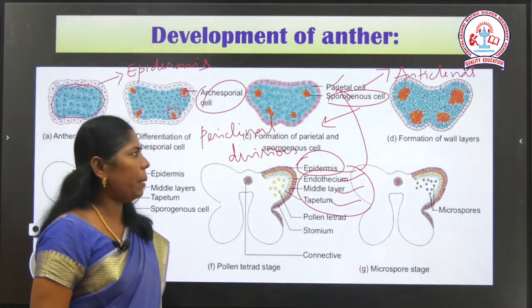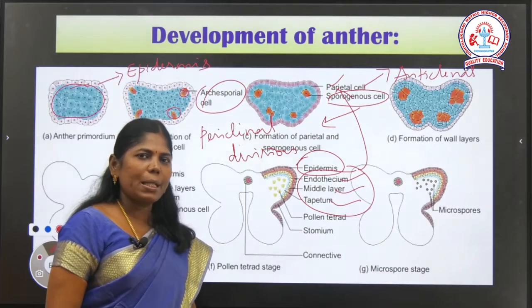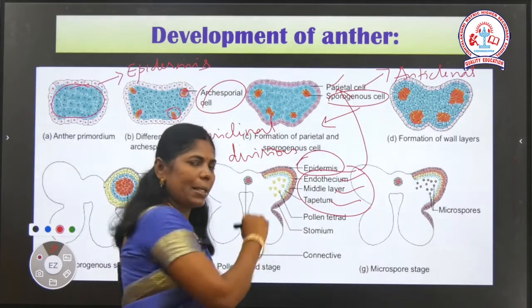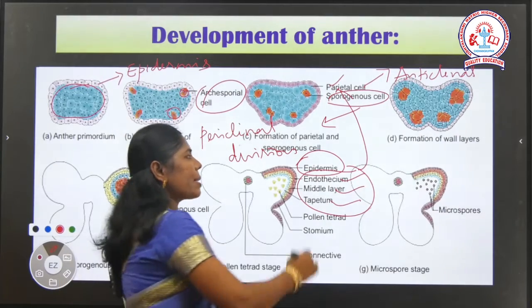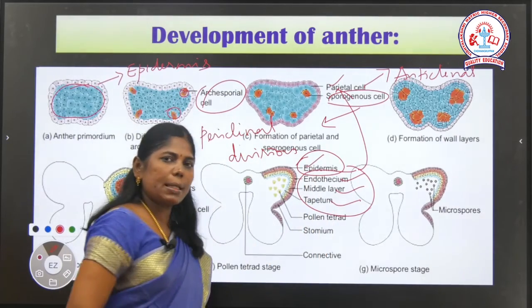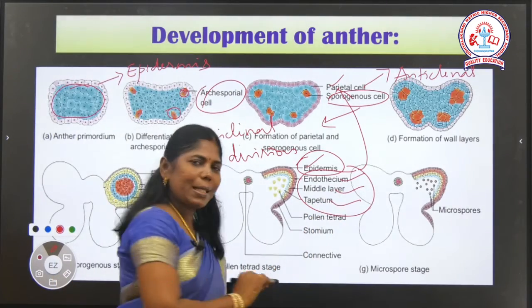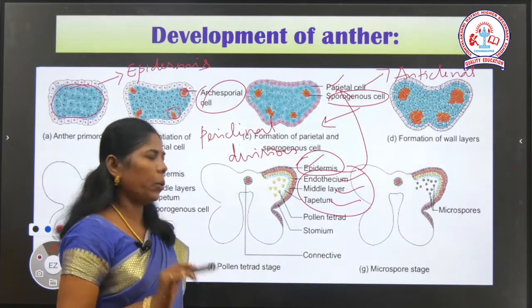When the primary parietal layer is undergoing division, there is an anticlinal and periclinal division which gives rise to the three layers. That is the anther wall. Except the epidermis, which is the origin of the archesporium, the remaining three are not originated from the archesporium cells.